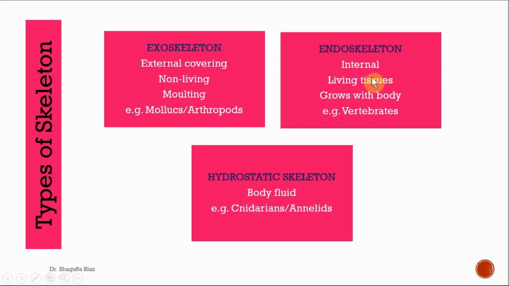As the endoskeleton is made up of living tissues, it grows with the body, and obviously exoskeleton cannot grow with the body of the animal. The example of the endoskeleton is vertebrates. Hydrostatic skeleton is made up of body fluid. There is no such structure like exoskeleton or endoskeleton present in these types of animals. The examples are cnidarians and annelids. These two have only body fluid to support their body structure or a little bit in the movement.